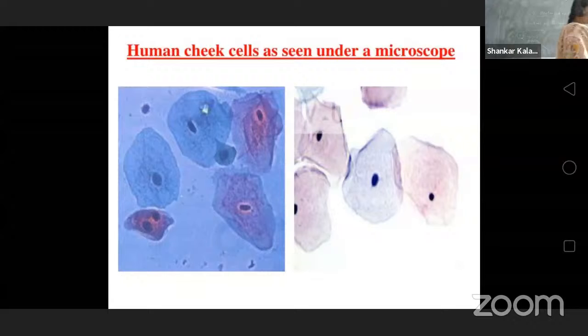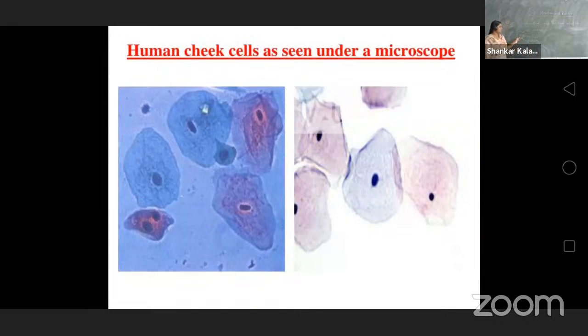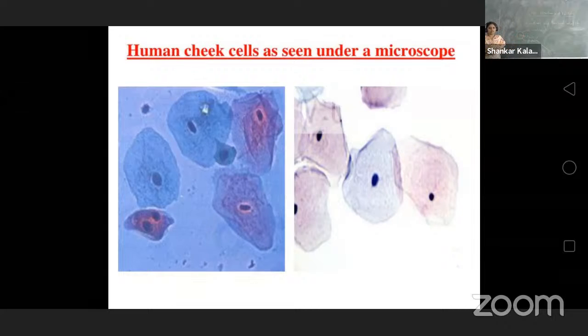Next we will go to the animal cell and plant cell, students. Why? Because in living organisms, the main parts are animals and plants. Here there is a difference between plant cell and animal cell. First we have to discuss the parts of the cell. The cell also has many parts like nucleus, cell membrane, cytoplasm. We'll discuss about that.